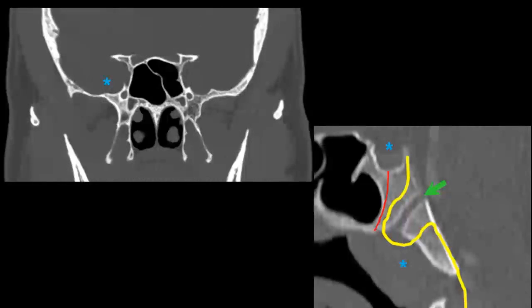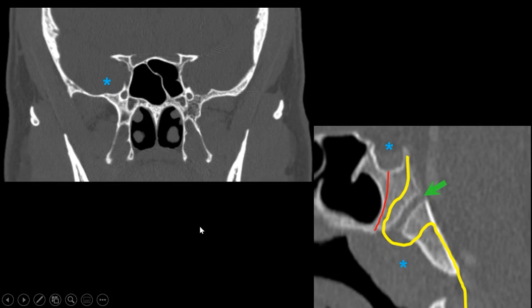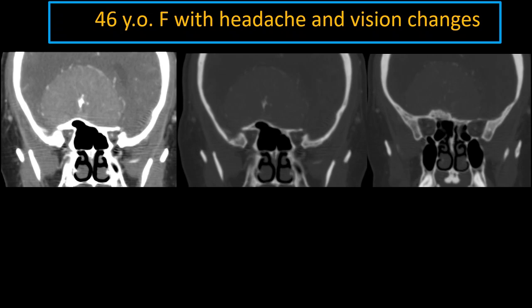Now we'll move on to the last category of lesions associated with the central skull base, which includes lesions arising within the overlying intracranial compartment or directly inferior to the skull base and secondarily involving the sphenoid. So this is a 46-year-old female who presented with headache and vision changes, and here we can see a large extraaxial, avidly enhancing, partially mineralized mass along the planum sphenoidale of the sphenoid.